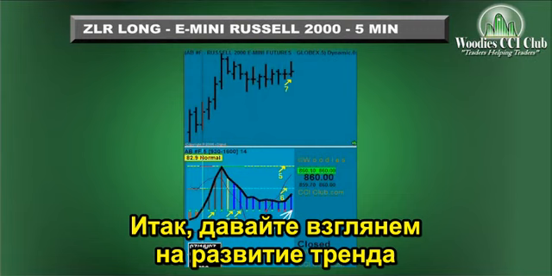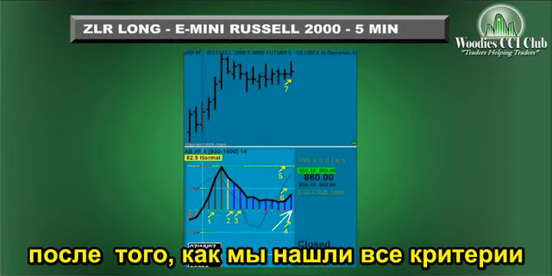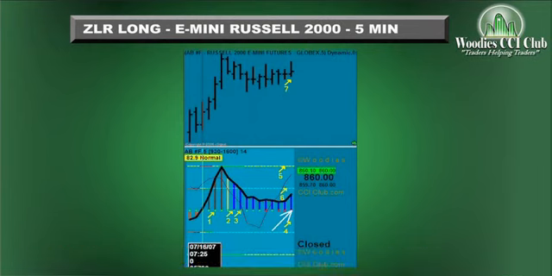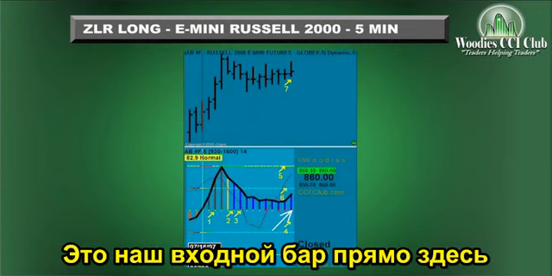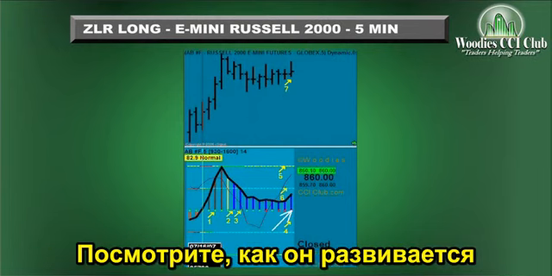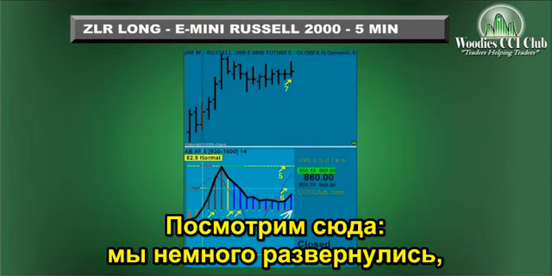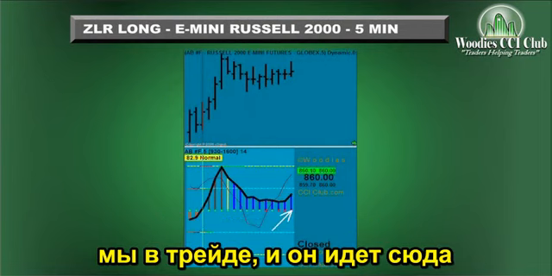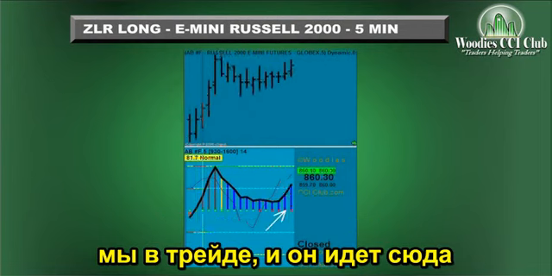So let's take a look at this trade, how it develops after we have everything, all the criteria, and that's our trigger bar right there. And let's see how this trade develops. Here we go. We got a fill back. We're in the trade, and here it goes.